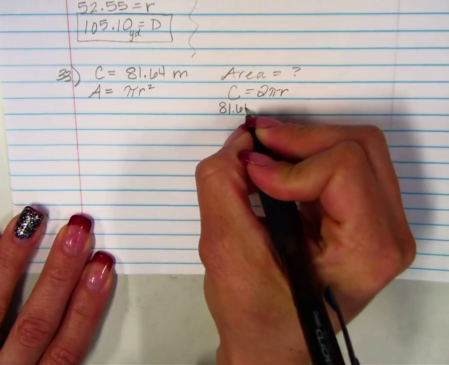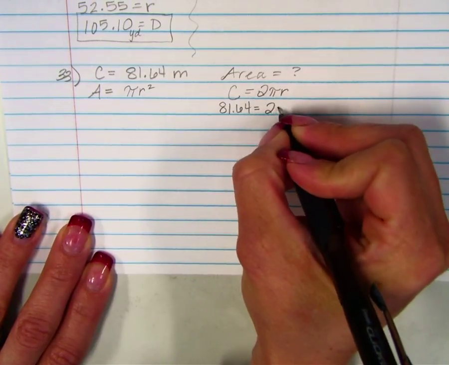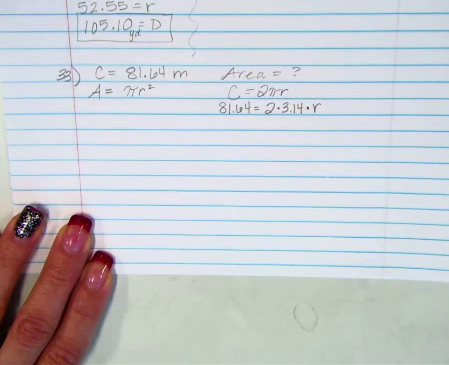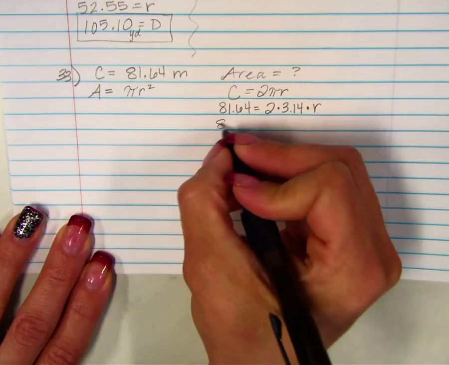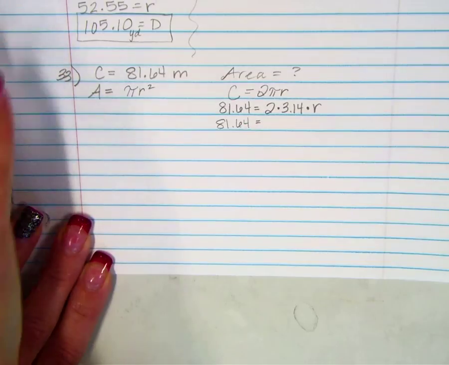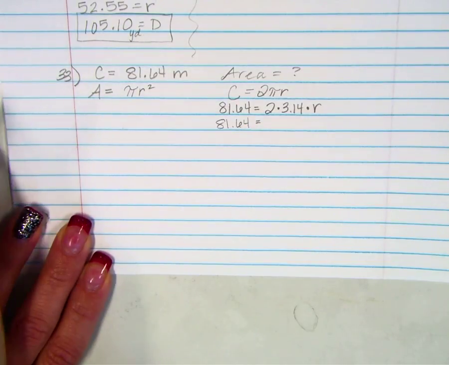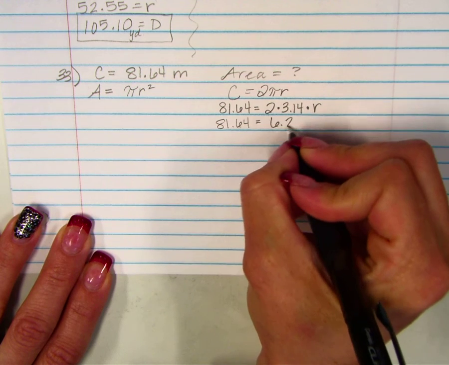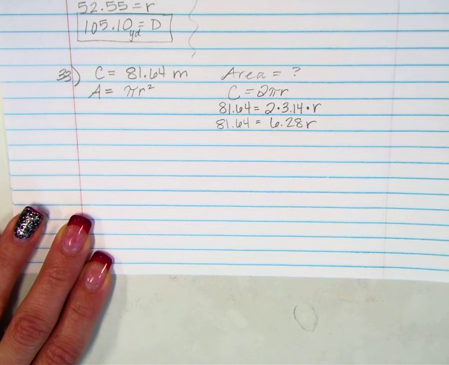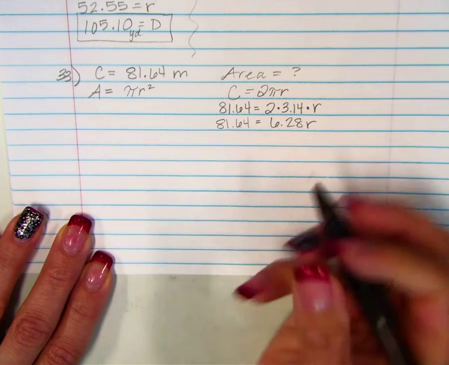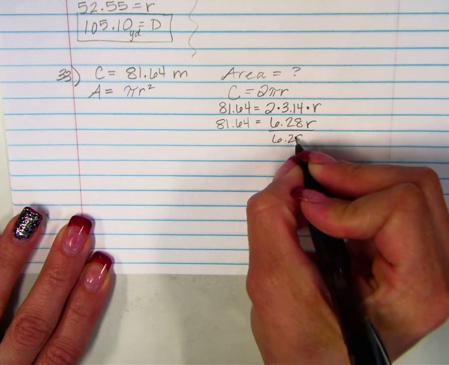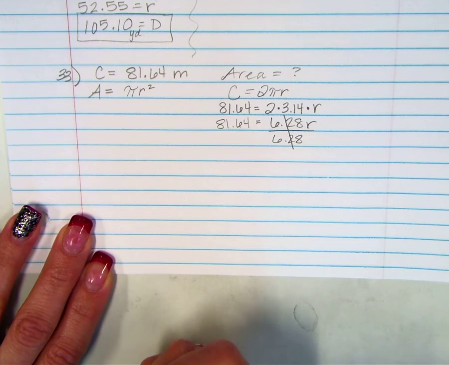81.64 is my circumference, equals 2 times pi times r. And I'm going to combine my like terms. So 2 times my pi, 3.14, is 6.28 r. To get r all alone, I do what, Melina? Divide by 6.28, good. And 6.28 divided by 6.28 makes a 1.